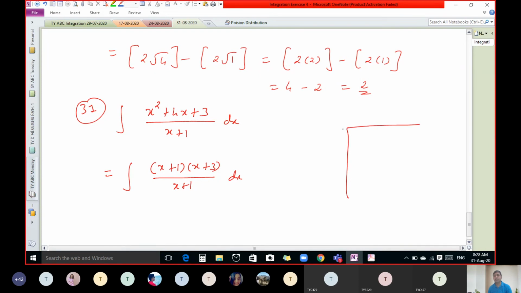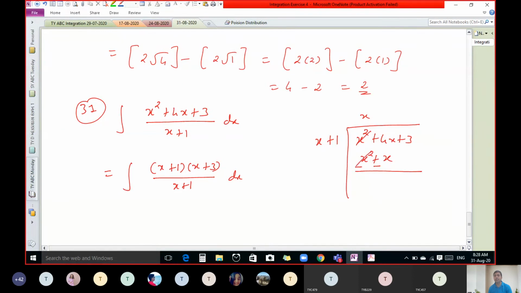We know that whenever there is a linear function in the denominator, and the numerator is a quadratic function, any type of quadratic function, you have to use the division method. What you have to do? This x square upon x, what we get? x. And then we have to multiply x with these two terms. So we get x square plus x. And now change the sign, minus minus, you can cancel this.